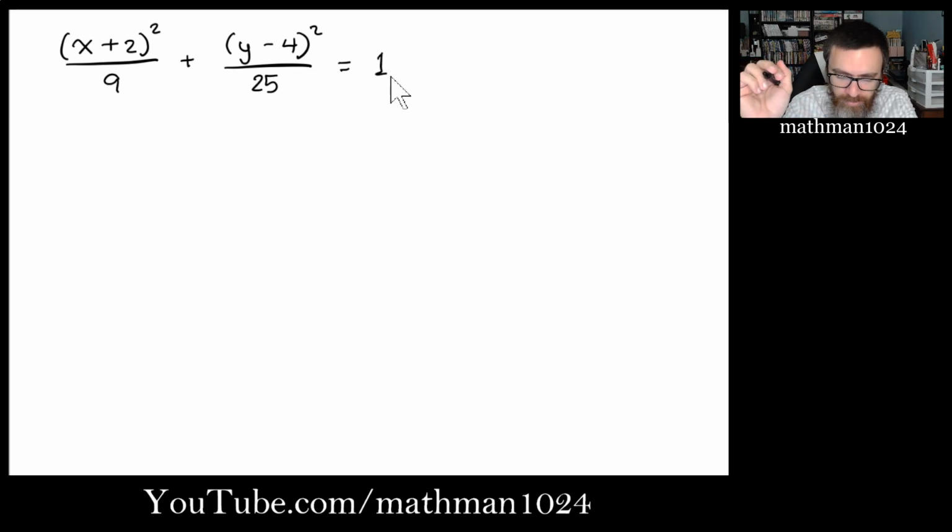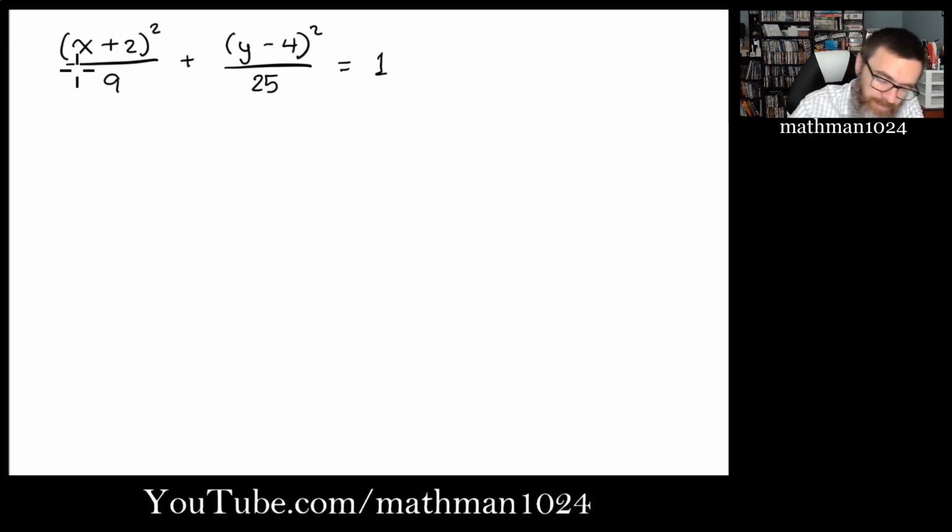Now, if for some reason this wasn't equal to 1, and you had other numbers running around in front of the parentheses, divide by whatever the number is over here so that it is a 1, and then you should be able to pick off what the a and b values are from here. So from here, if it's 9, that means the a value is 3. Again, just take the square root. 25 means my b value is 5.